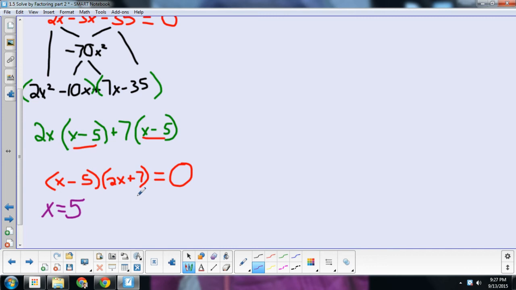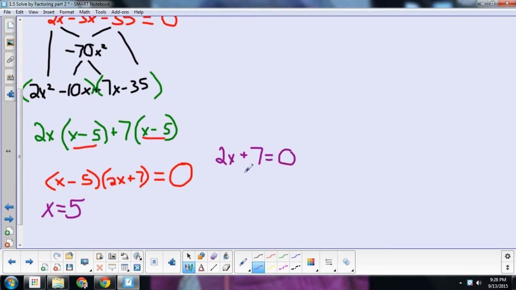Now, the other one, not quite as obvious as this one being 5. Eventually, with enough practice, these will become just as obvious as this one is. Until that point in time, here's what I would do. I would take this and just kind of solve it separately. I need 2x plus 7 to somehow equal 0. And again, in time, you'll be able to just do this in your head.